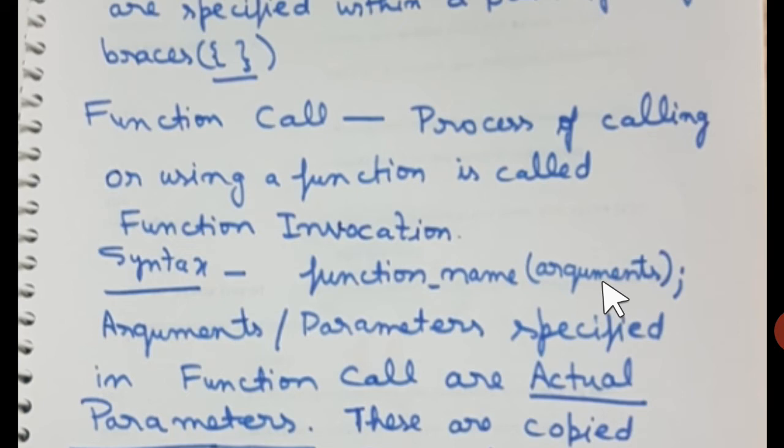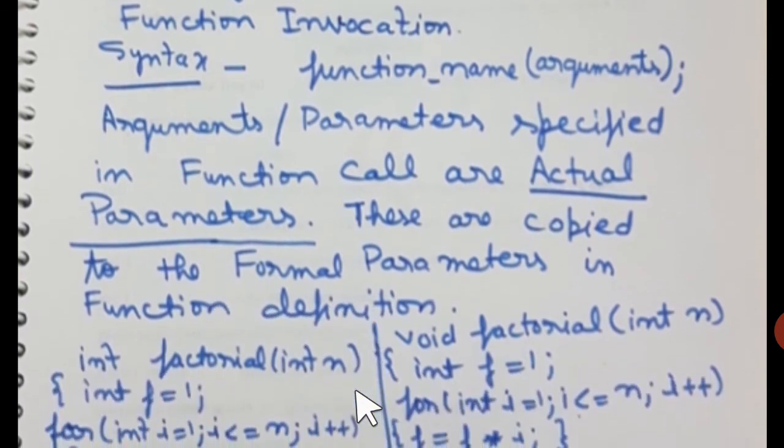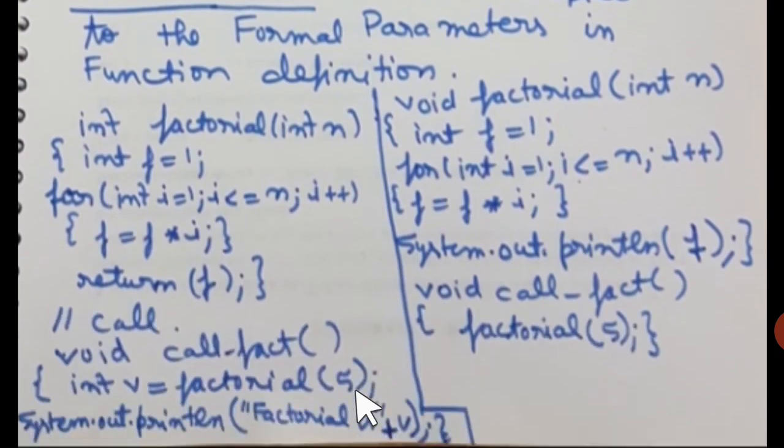All right, everyone? Students, arguments or parameters specified in the function call are known as actual parameters. Ultimately, whatever the operation is taking place upon those arguments, are going to be the actual ones. So they are going to be copied to the formal parameters in the function definition, which I have just told you.